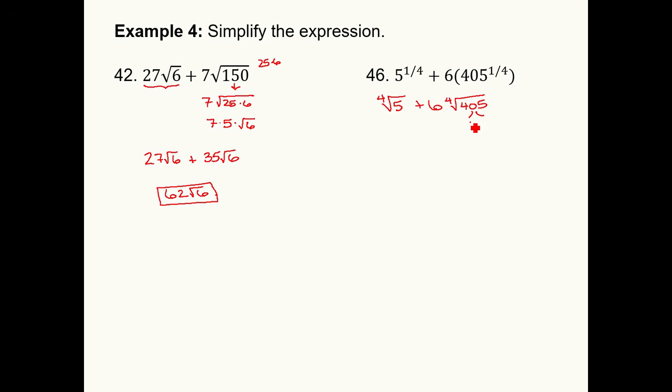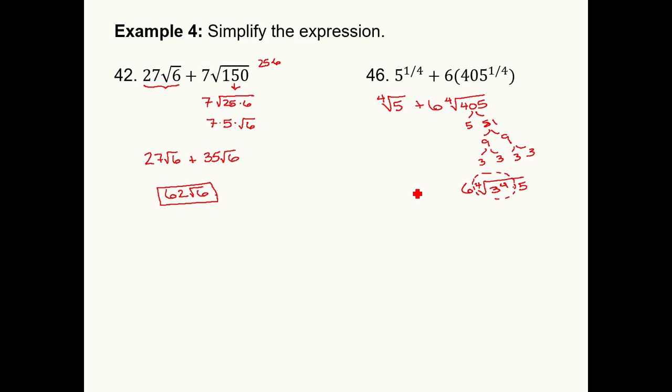I know it ends in 5, so it must be divisible by 5. That gives me an 81. 81 I know is 9 times 9. And if I break apart each 9, I get 3 times 3, 3 times 3. Oh, so this second term is really 6 times the 4th root of 3 times 3 times 3 times 3. That's 3 to the 4th times that one lonely 5 we had underneath. So hidden within this radical, we have a perfect 4th power underneath a 4th root.